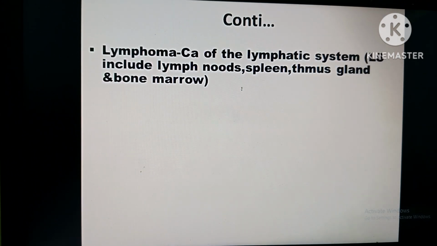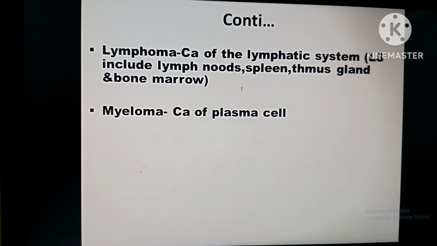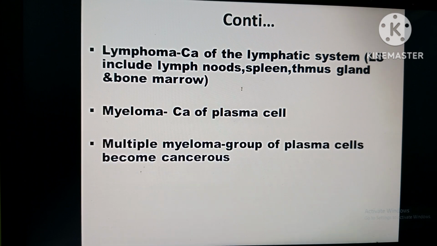Lymphoma, cancer of the lymphatic system. So what is the lymphatic system? The lymphatic system includes lymph nodes, spleen, thymus gland and bone marrow. Myeloma, cancer of plasma cells. So these are all 1 mark questions. They will ask for either theory or the practical. Okay, very important. Multiple myeloma means a group of plasma cells become cancerous.